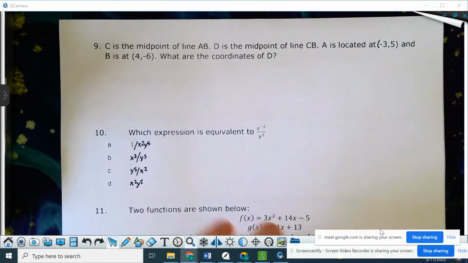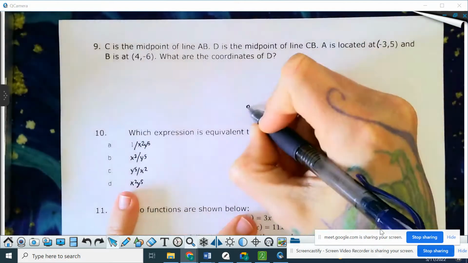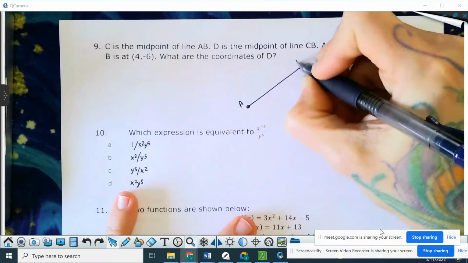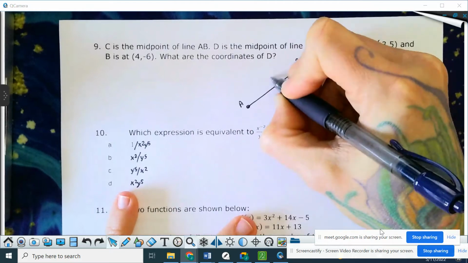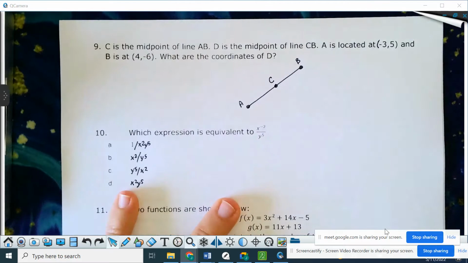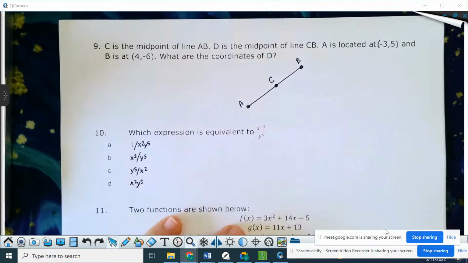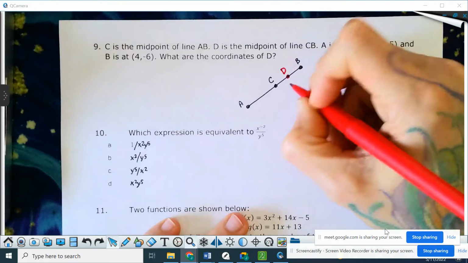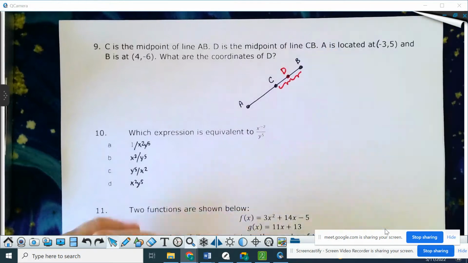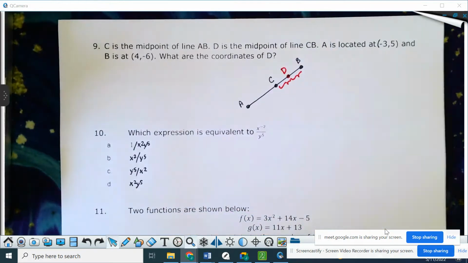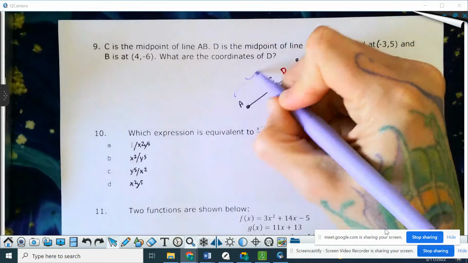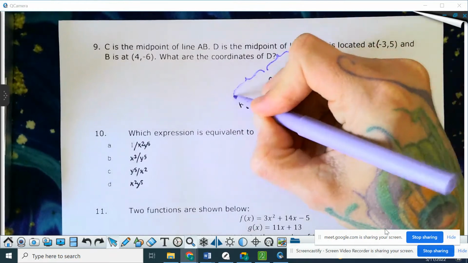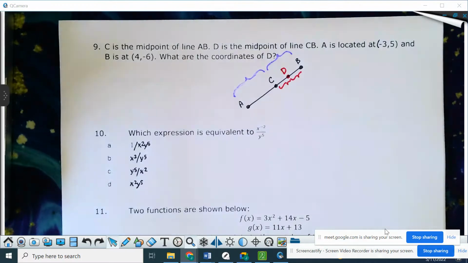So C is the midpoint of line AB. So if I draw line AB, C is the midpoint, and then D is the midpoint of CB. So between C and B is D, which means this is congruent to this, and then ultimately A to C is the same as C to B as far as their length should be the same, because that's the definition of midpoint, right?